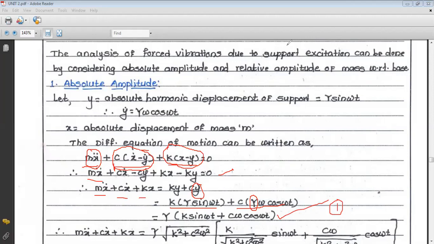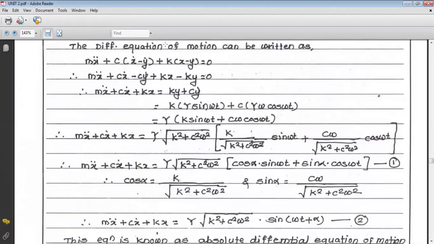Now in the next step we have to multiply and divide by the square root of k square plus c square omega square, in the right hand side only. So this term is multiplication, and we have taken division in the bracket term. So that becomes Y square root of k square plus c square omega square in bracket.